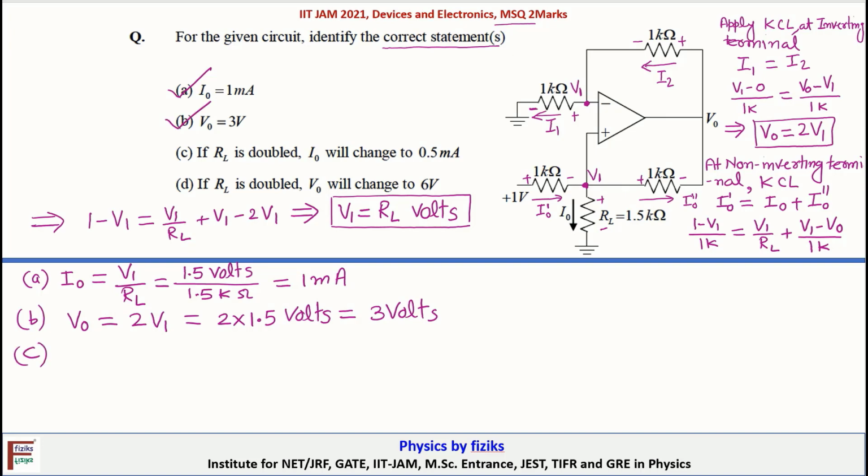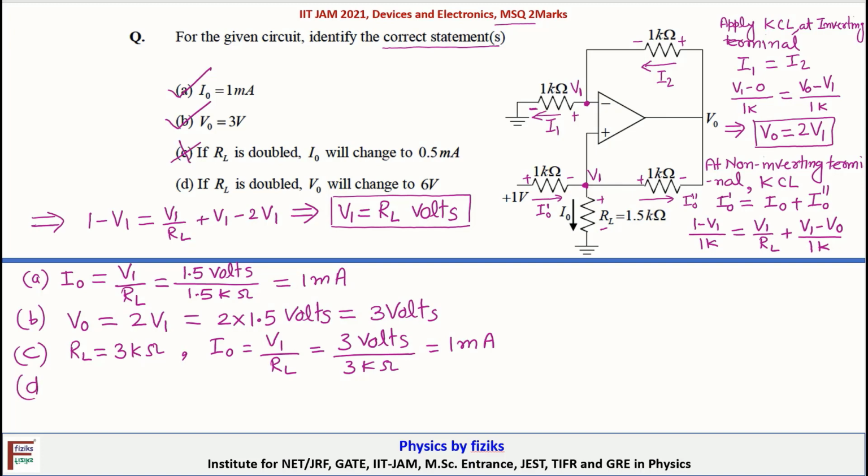Now see option C. Let's take now RL is 3 kilo ohm. So what will be I naught? I naught is V1 by RL. If RL doubles, V1 will also be doubled. So this will be 3 volts divided by 3 kilo ohm. So this will give you again 1 milliampere. So current will remain the same. So it means option C is incorrect.